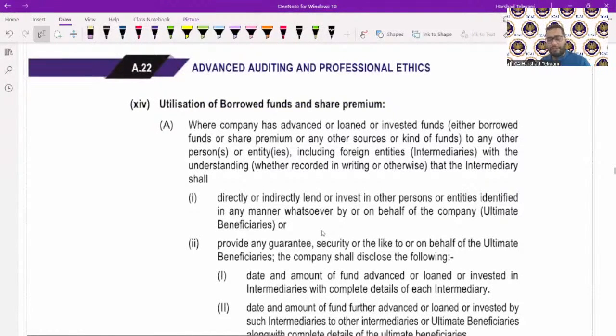Utilization of borrowed funds and share premium. So, any doubt till now, guys? Any doubt?